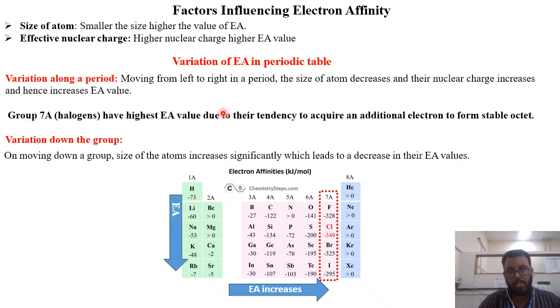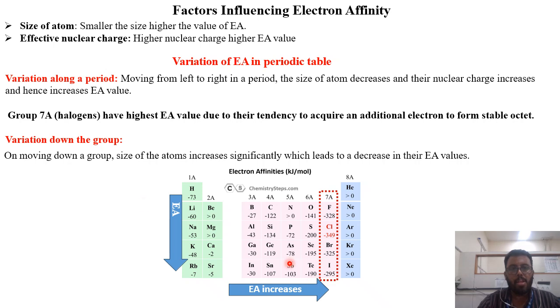Moving from left to right in a period, the size of the atom decreases and their nuclear charge increases, and hence electron affinity value will be increasing. Now, let's take the group 7A halogen series, which have the highest electron affinity value. The reason is their tendency to acquire an additional electron to form the stable octet. The 7 electrons are in the outermost shell, and when they add one, it becomes an octet of 8.